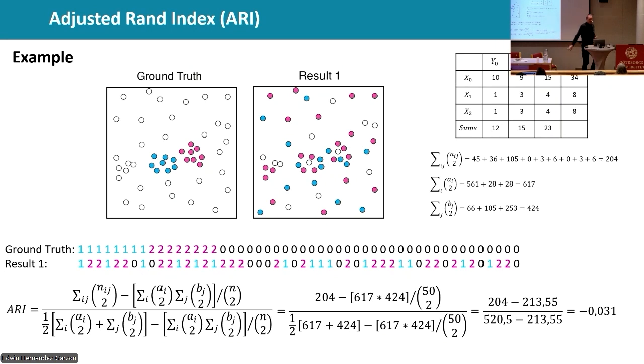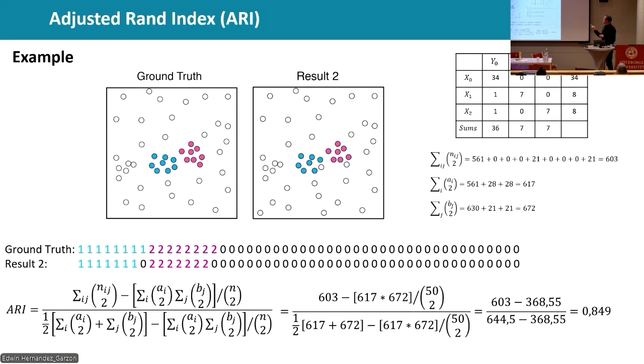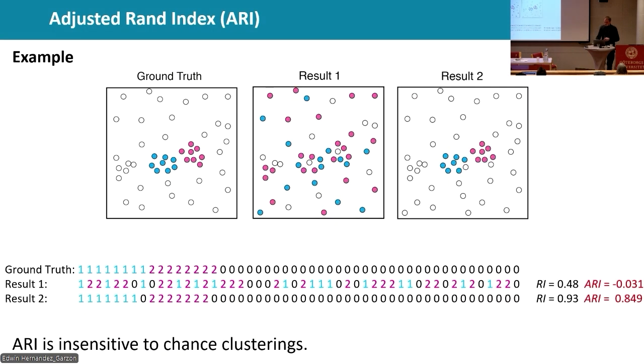So now you are really close to 0, meaning that you don't have a good correspondence between your two clusterings, which is what you would expect. If you go to result 2, you have a much better value. So in the end, you can see that the adjusted RAND index gives what you would expect: result 2 is really good, result 1 is really bad. So this was for the point membership.